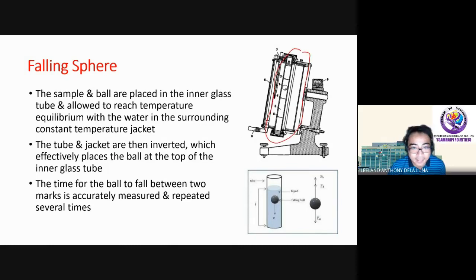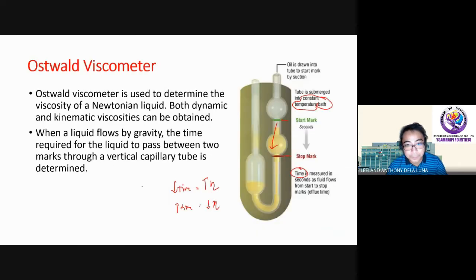So, the tube and jacket are then inverted. Make sure that the ball is at the bottom. Then, when everything is ready and the temperature is at equilibrium, you invert it. From this figure, what you will measure is the time it takes for the ball to fall from top to bottom. Are we clear? So the time for the ball to fall between the two marks is accurately measured and repeated several times. Again, class, similar to Ostwald. Time is the parameter that we're measuring here.